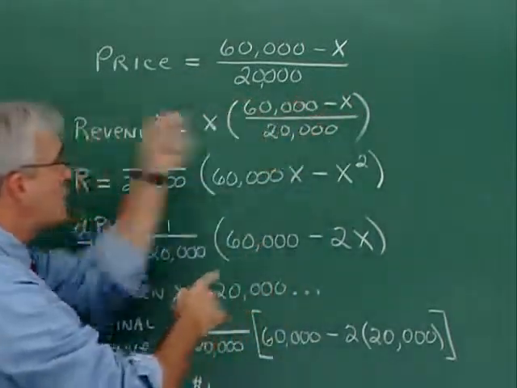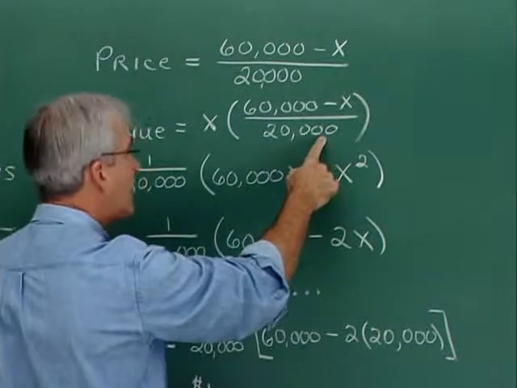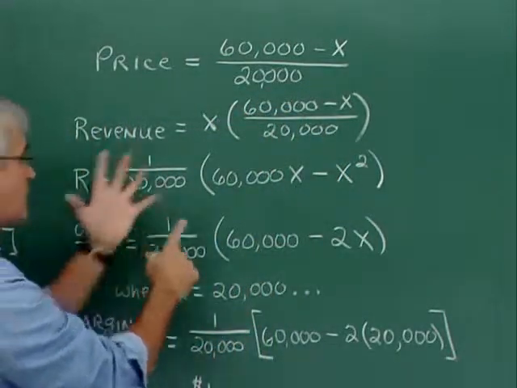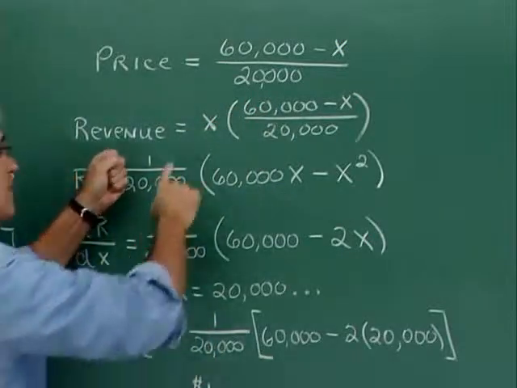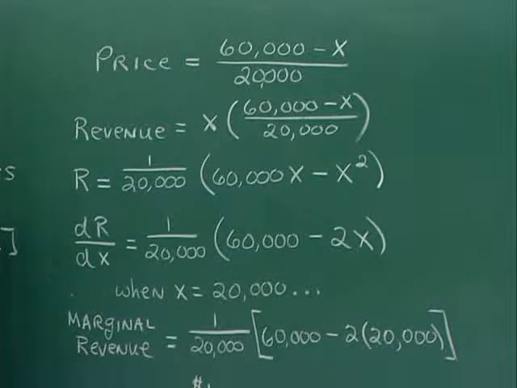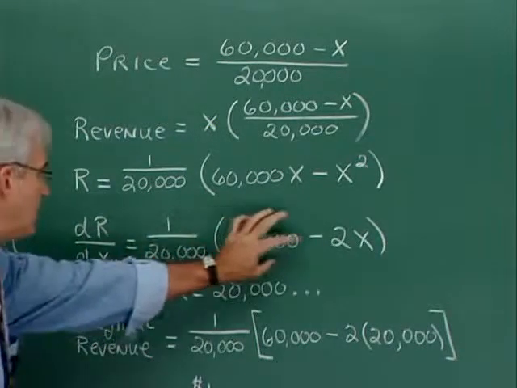And then I'm going to snag out that 20,000 denominator just by factoring out 1 over 20,000. You see, that's how that 20,000 came out, and then the X goes into that numerator, and that's why this expression takes place. And then the derivative is pretty easy to calculate. We find the derivative to be this.